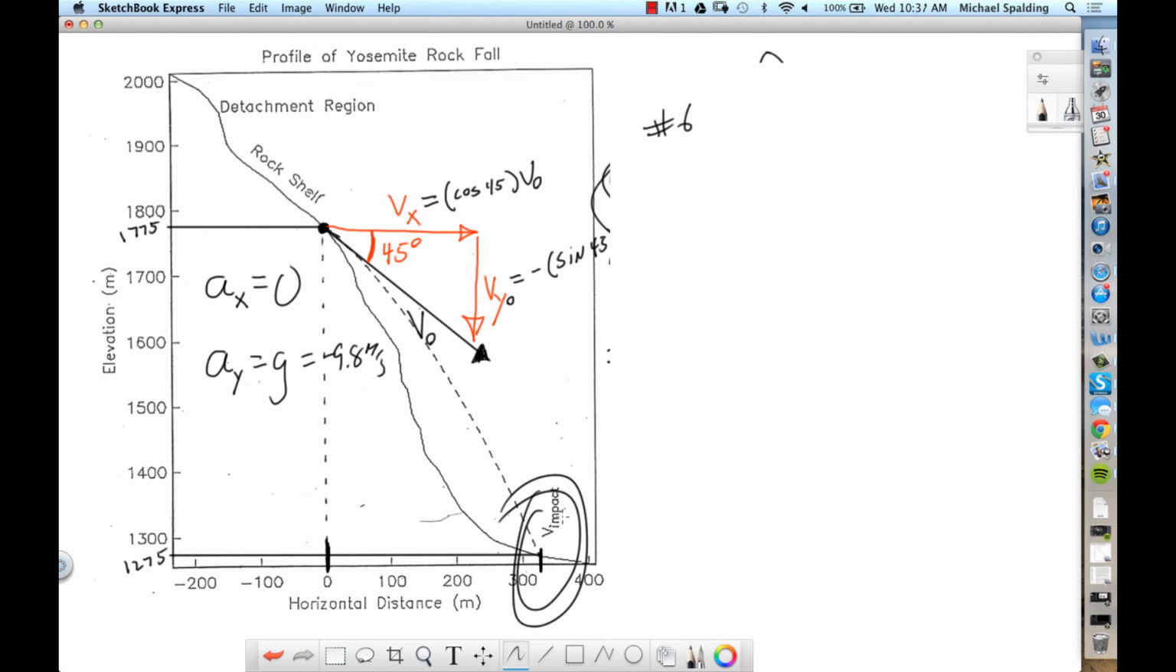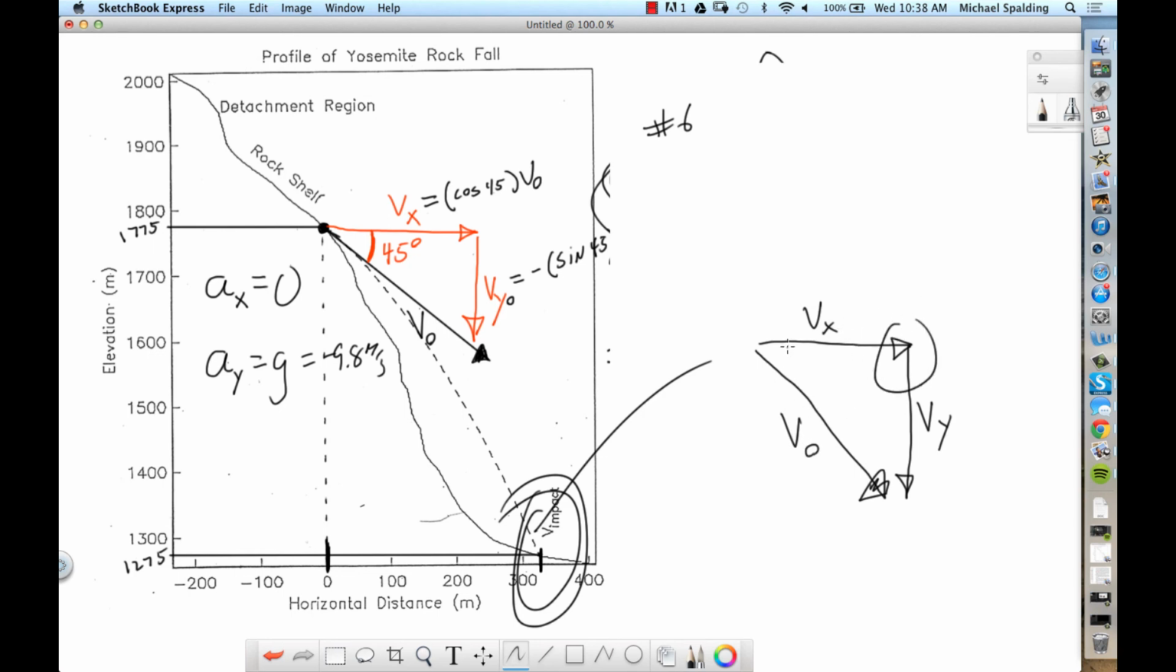Okay, so how do we find the velocity right before it hits? Well, look. Right when the rock hits the ground, does it have an x velocity? Yes. Does it have a y velocity? Yes. The answer that number 6 is asking for is the hypotenuse, right? It's a little bit of vector work. Notice, put Vx and Vy tip to tail. The resultant vector goes from the tail of the first to the tip of the last. The question is asking for that.